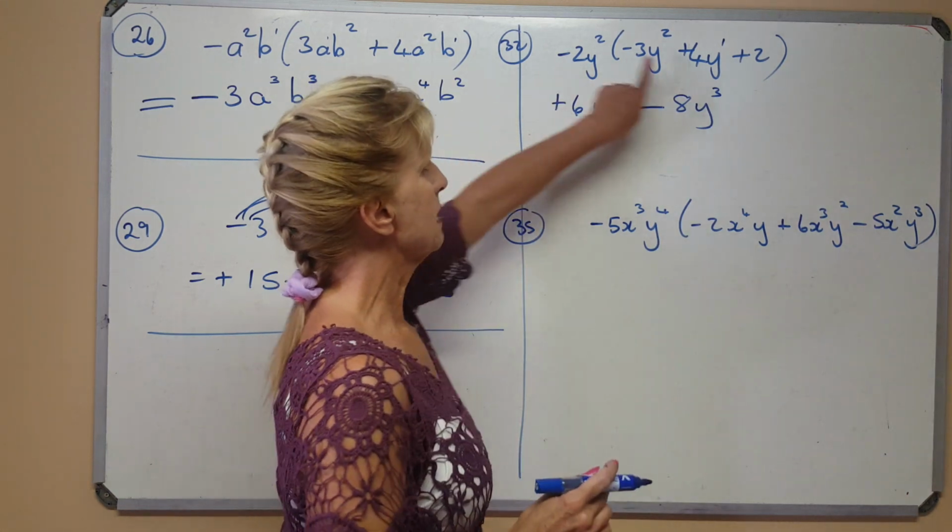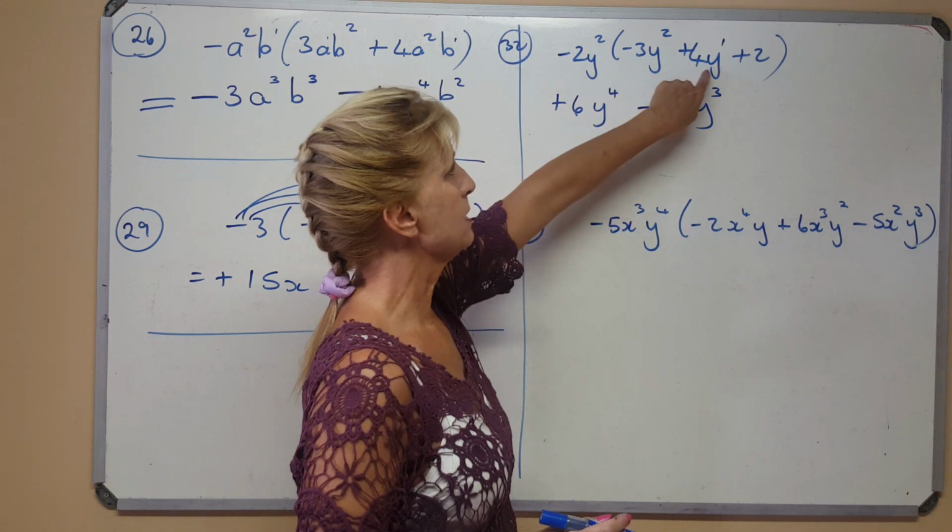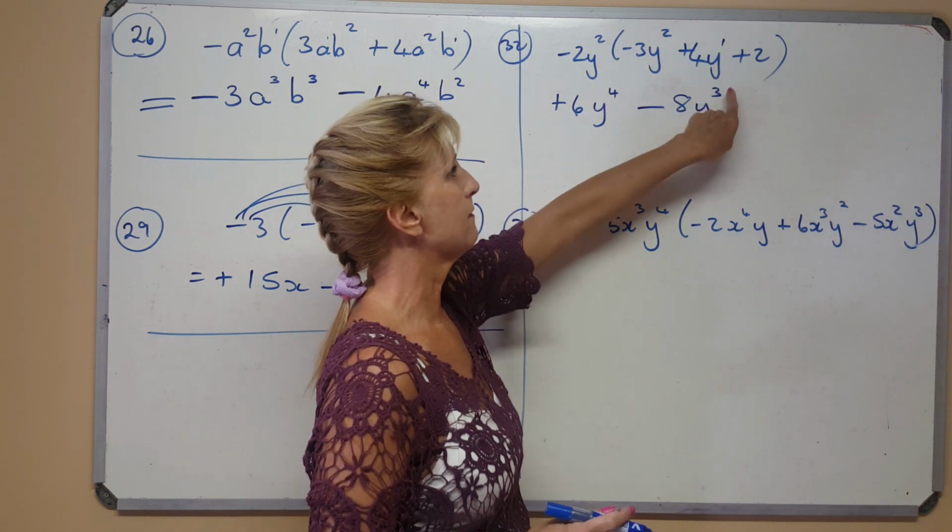So we've got a minus times a plus is a minus, 2 times 4 for the numbers is 8. Keep the base y, add the exponents 2 and 1 and gives you 3.